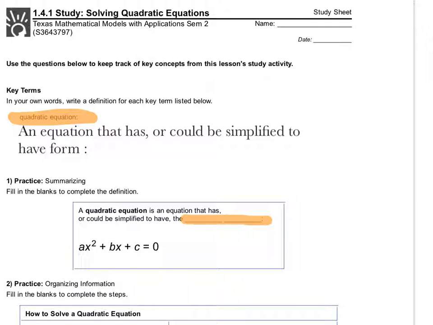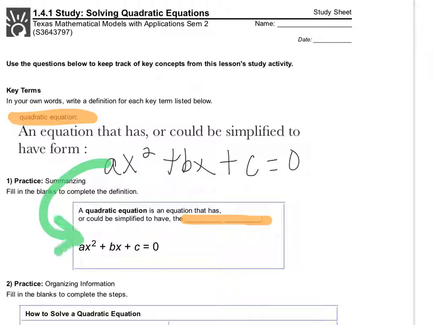It's going to have the form ax squared plus bx plus c equals 0. If you don't understand what I wrote, just look right here, because it's the same thing. All right, summarizing. Fill in the blanks to complete the definition. A quadratic equation is an equation that has or could be simplified to have the standard form ax squared plus bx plus c equals 0.